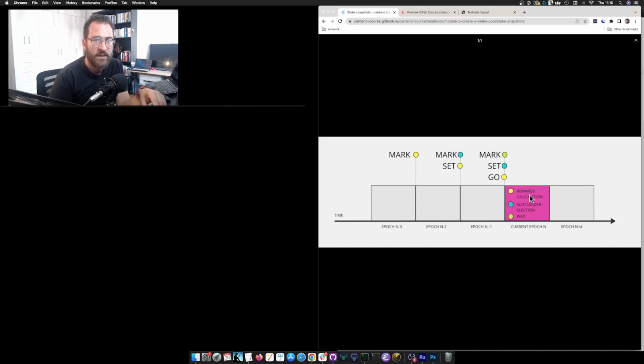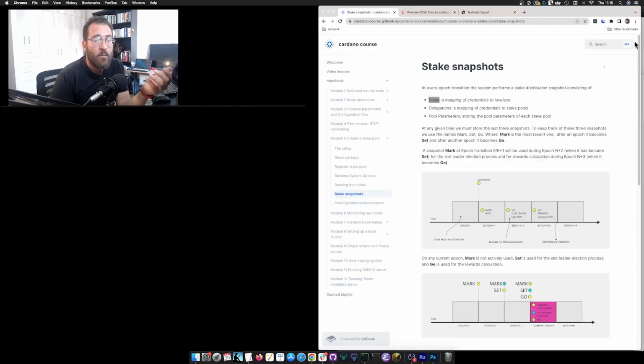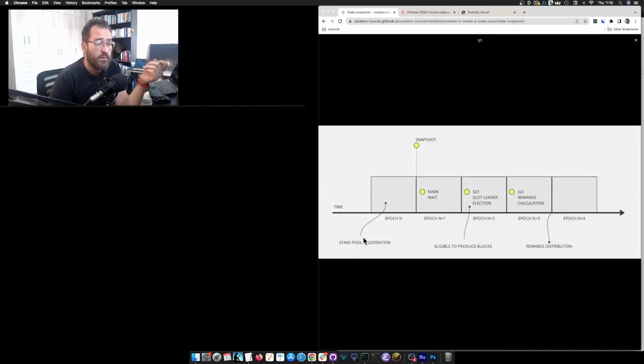Mark is not used, set is used for the slot leader election process, and go is just used for the rewards calculation. And well, if we go back to the previous diagram over here, if we just register our stake pool, we will take part of the next snapshot, then next epoch we will be just waiting for that snapshot to be used for the slot leader election process. So we can be eligible to produce blocks 2 epochs after we register our stake pool. And we will receive our first rewards on the epoch transition from epoch n+3 to epoch n+4.